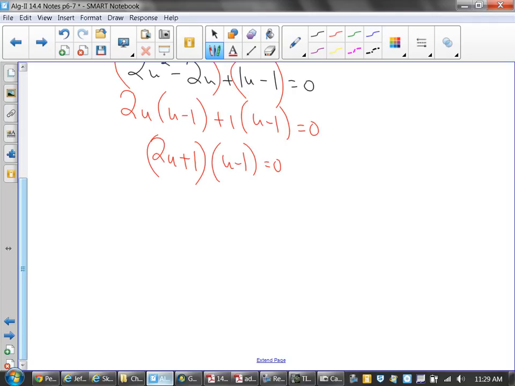All the while, u is equal to what? Sine of x. So at this point, now I can rewrite it as 2 sine of x plus 1. Does everybody agree I have to set both of these equal to 0? I'm just going to do that right off the bat.